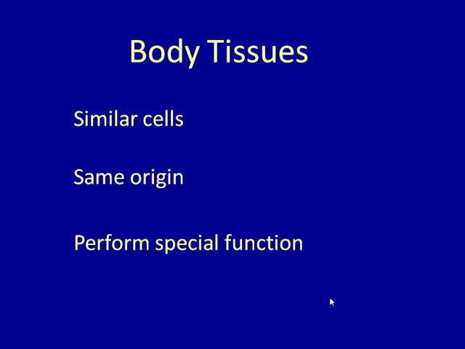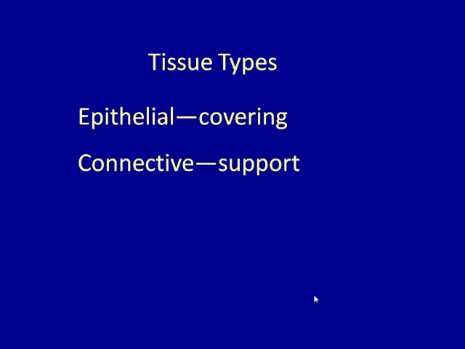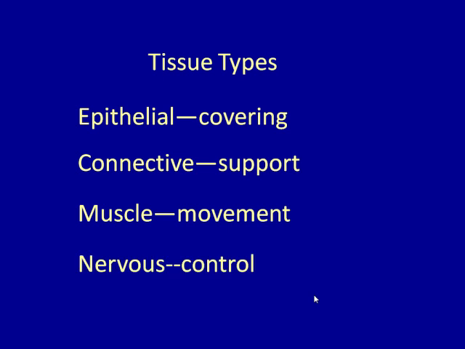Body tissues are groups of cells that are similar in nature and that came from the same basic stem cell. They group together to perform a special function. There are 4 tissue types. Epithelial tissues are found covering and lining areas of the body. Connective tissue is involved in supporting structures. Muscle tissue is involved in movement, and nervous tissue is involved in control.